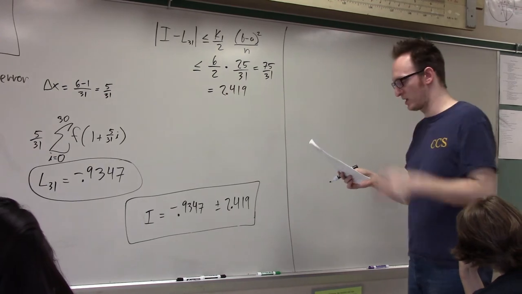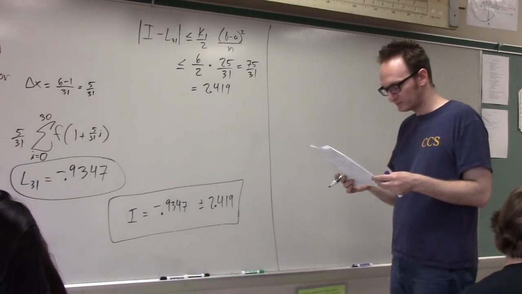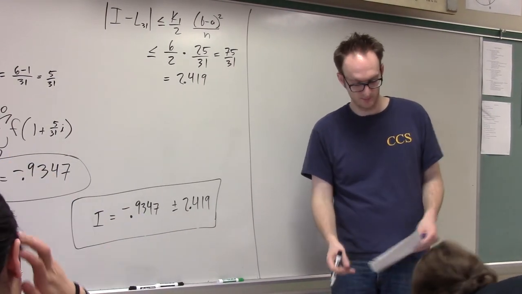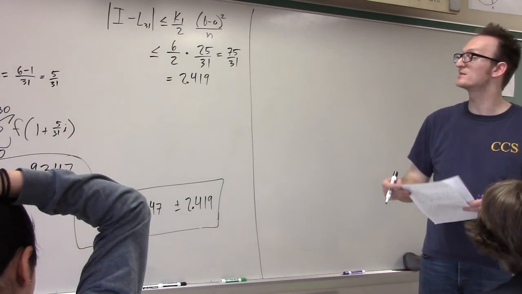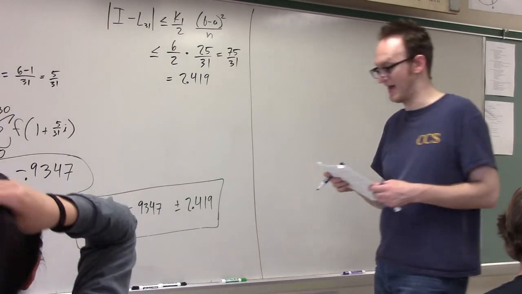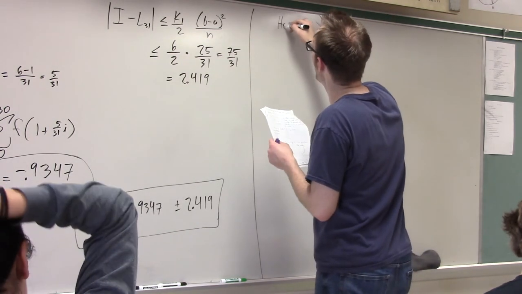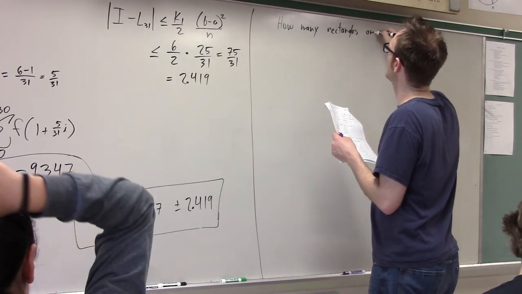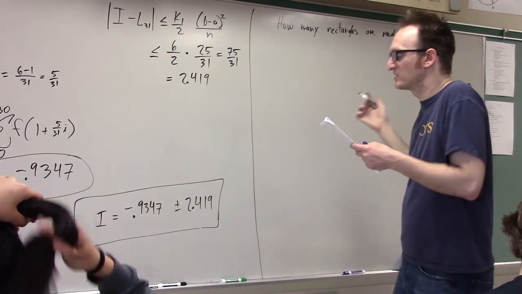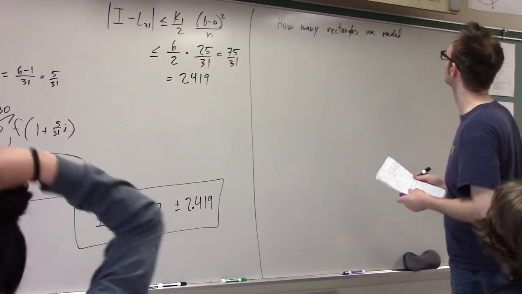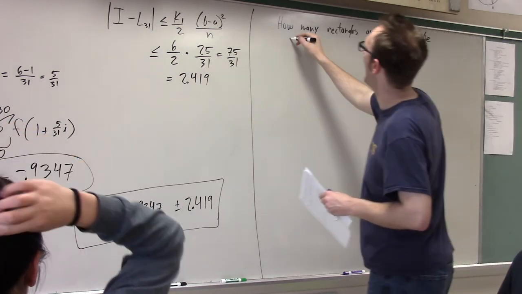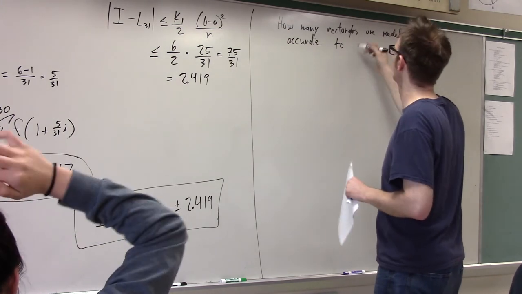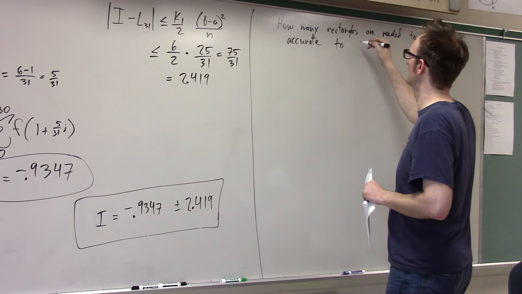Okay, something maybe even more relevant. So by the way, how could we do better with this? One way that we could do better is more rectangles. But before we get to that, how about this kind of question? How many rectangles are needed so that I'm off by at most 0.01, to be accurate to 2 decimal places?